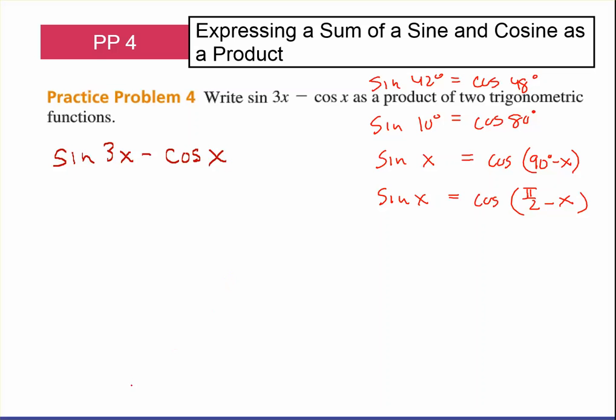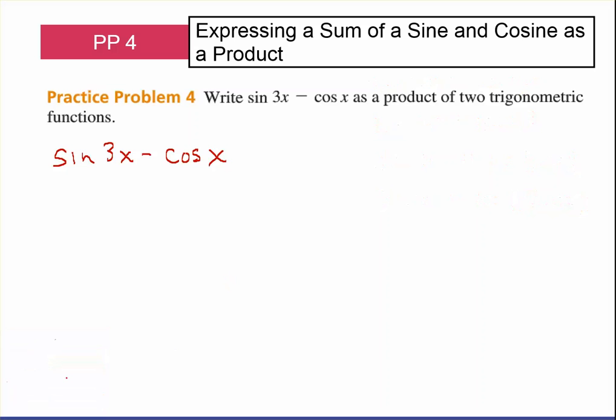Okay, so what's happening with this problem then? Let me erase all this good stuff here. So here's what we do. We say sine of 3x is the same thing as cosine of pi over 2 subtract 3x.